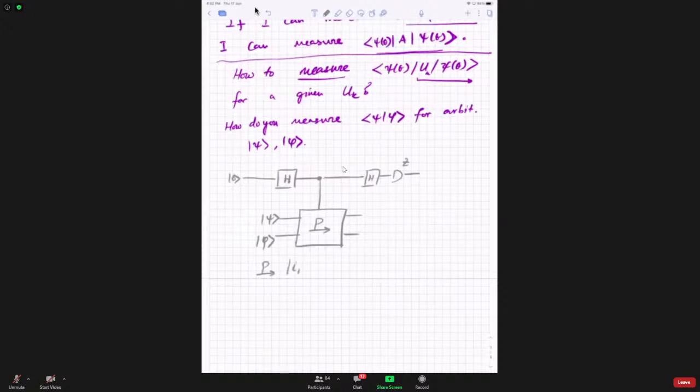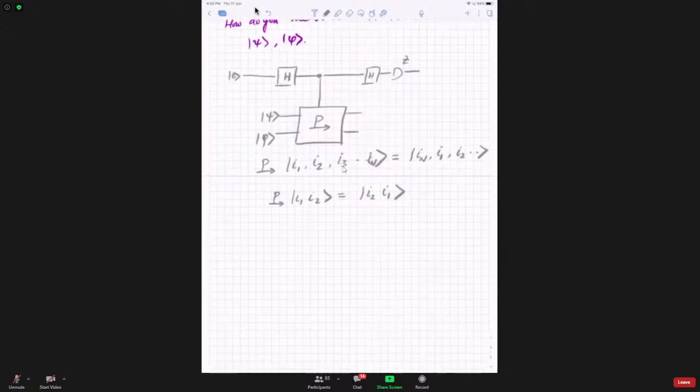P acting on I1, I2, I3, and so on and so forth, is simply IN, I1, I2, and so on and so forth. So this is basically just the right shift operator. All that it does is shift all my qubits to the right. Specifically, if I start with I1, I2, this permutation operator just produces I2, I1, right? So it just acts as a swap gate. So with this, what I can show is that this particular circuit actually has a very interesting output. And so let me show you what that output is.